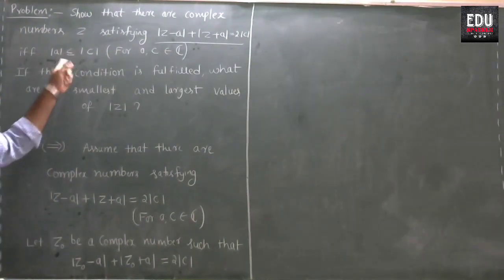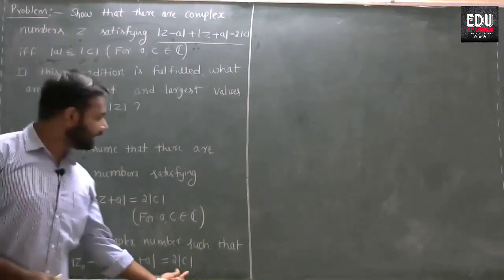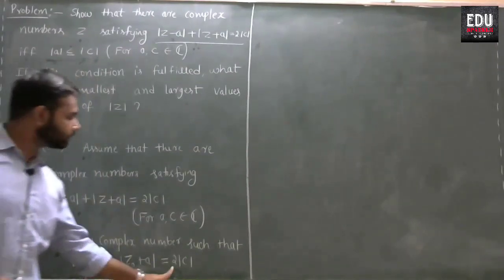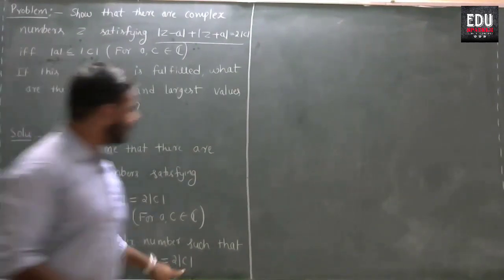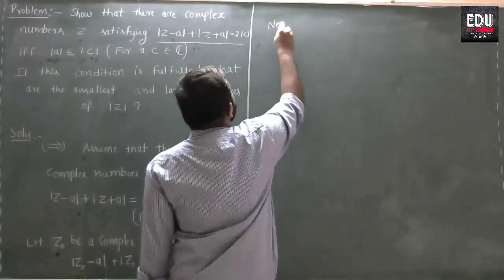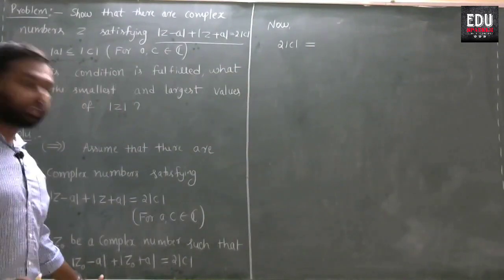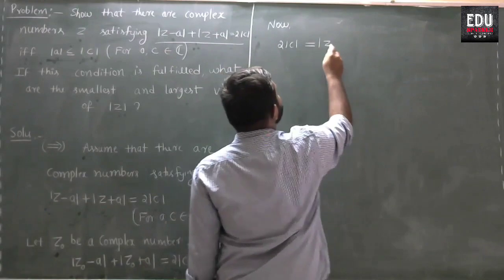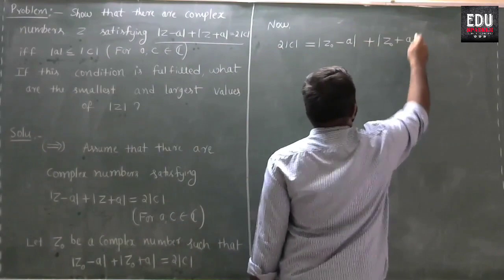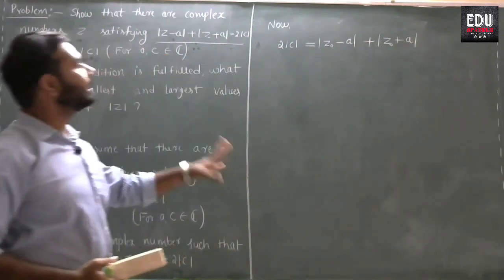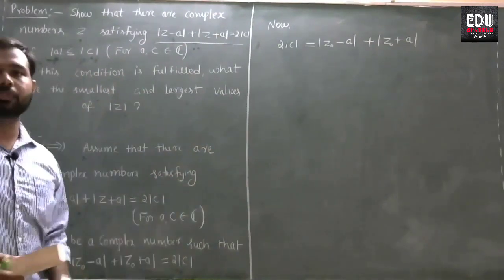Now we have to prove modulus of a is less than or equal to modulus of c. So to prove that, I'll start with the right hand side of this equation, that is 2 into modulus of c. As I have to relate modulus of c to a, I'll start with this. Now 2 into modulus of c is equal to modulus of z naught minus a plus modulus of z naught plus a. So on the right hand side, I have to be left with only the a part. So z naught has to vanish.